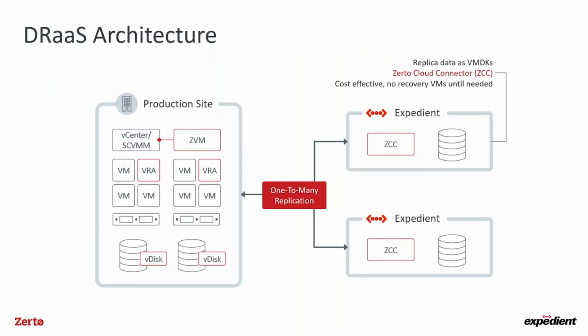Now, the way it looks in a disaster recovery as a service solution is a little bit different. Of course, you still have the ZVM, the virtual manager, and the replication appliances running in your environment, but those same components also run in the Expedient environment, but that's not visible to you because they are managed by Expedient. The only thing that you'll have is what we call a Zerto Cloud Connector, and that's basically your endpoint to Expedient. So that gives you resource masking and all kinds of security benefits as well. So it's a really simple approach, and that's part of the value of working with a partner like Expedient as well.